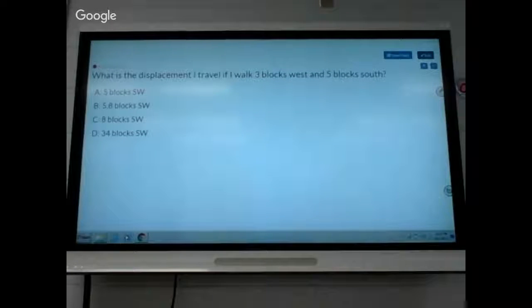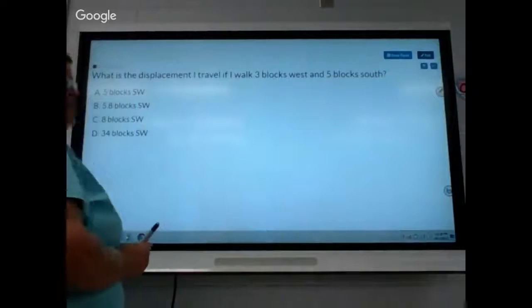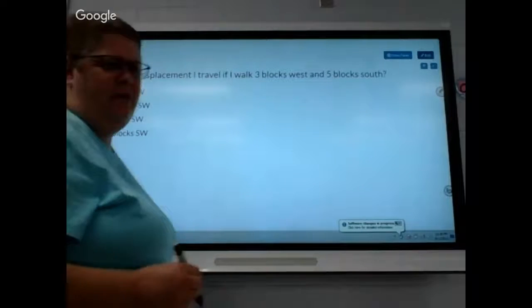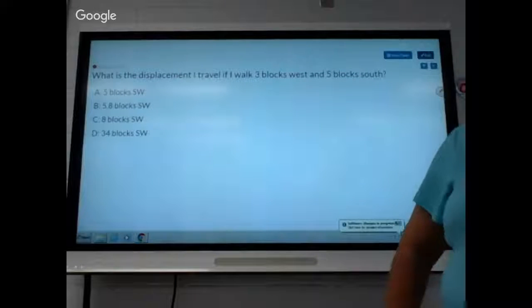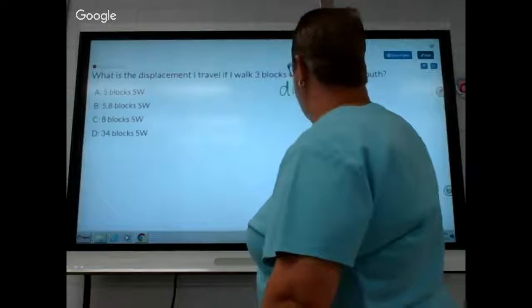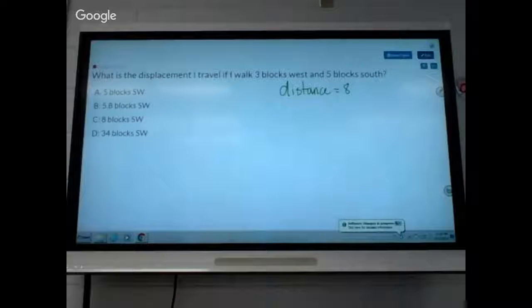All right, so I have 10 people that are right and a total of 13 people who are wrong. Now, if you said 8 blocks, because I have 11 of you who picked C, what did you find? They added and they found distance. If you said 8, you added and found the total distance you walked.